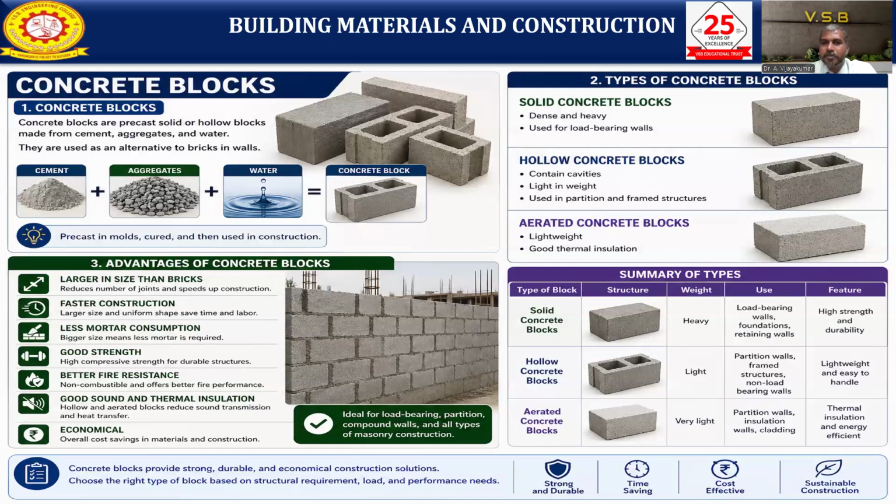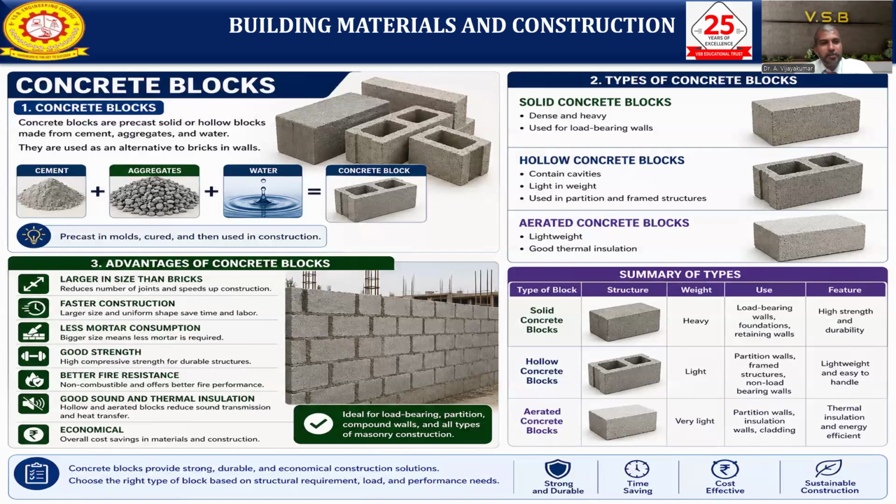So we can use it for the load bearing structure wall, the solid concrete wall. Next will be the hollow concrete block, which contains big cavities in between the blocks. So it is light in weight; for partitions, frame structures, and temporary structures, we can use hollow concrete blocks. Aerated concrete blocks are light in weight and give good thermal insulation.